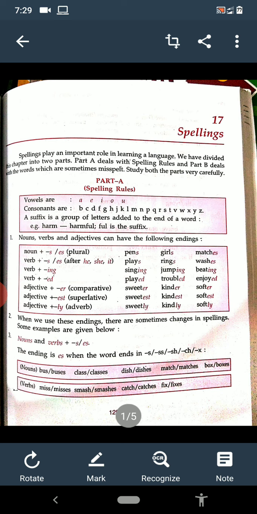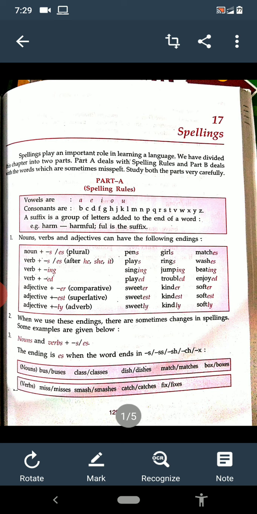Everybody knows how many vowels are there in our English alphabet? Yes, you are right. 5 are there: A, E, I, O, U. And there are 21 consonants: B, C, D, F, G, H, J, K, L, M, N, P, Q, R, S, T, V, W, X, Y, Z. So 5 vowels and 21 consonants are there.